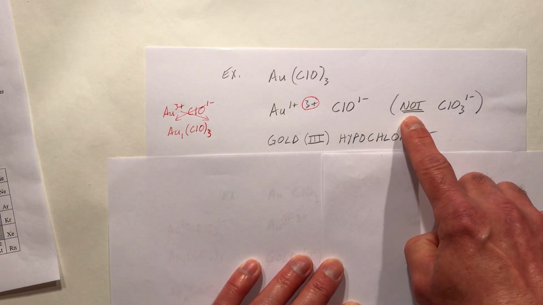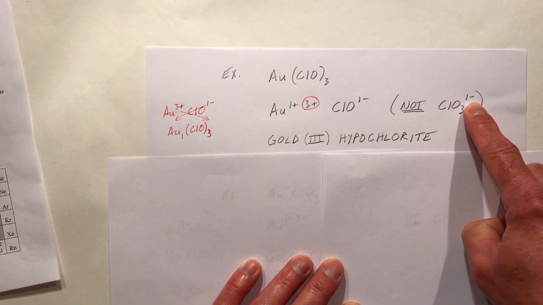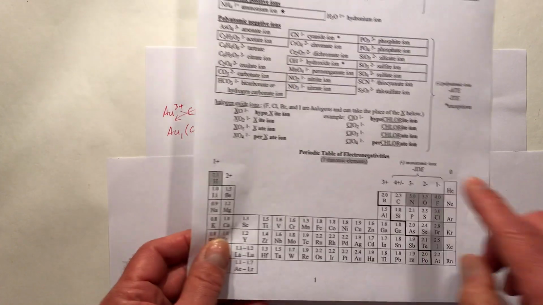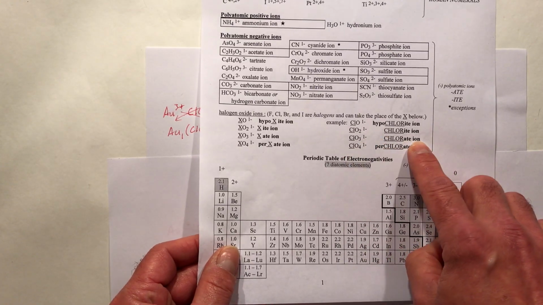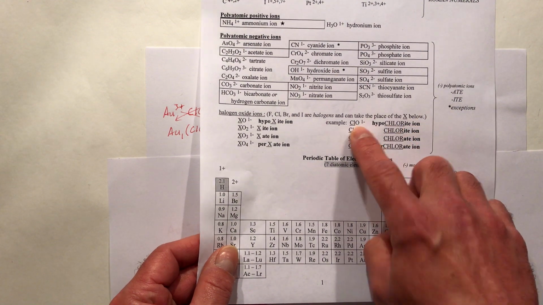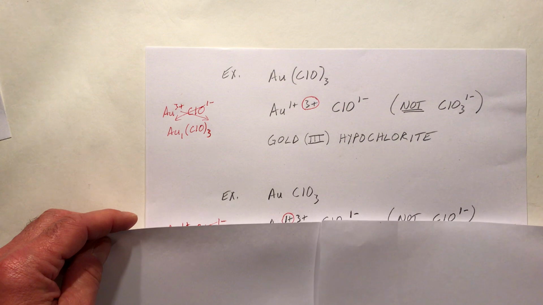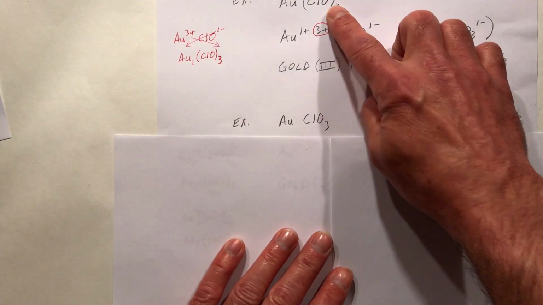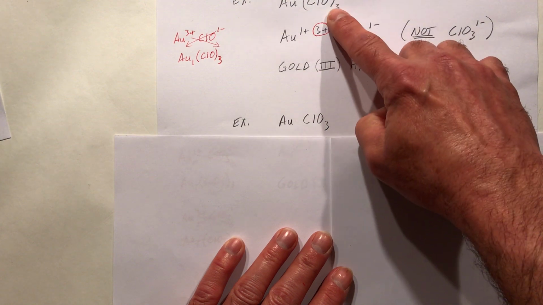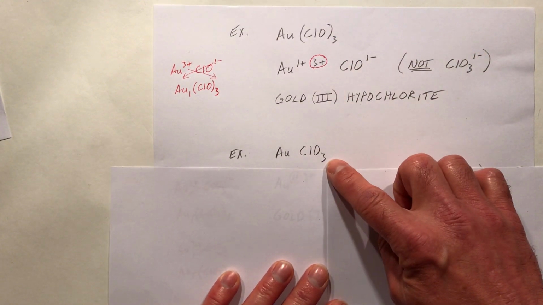So it's not ClO3 to the 1 minus ion. It's not this ion. It's not the chlorate ion. It's the hypochlorite ion. If we use this, we would get a different compound. Let's consider this compound. Kind of looks like that one, doesn't it? Notice the difference in that this one has parentheses and this one has no parentheses.